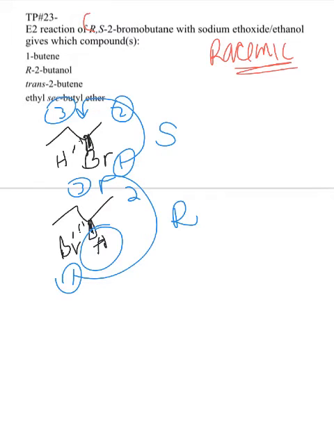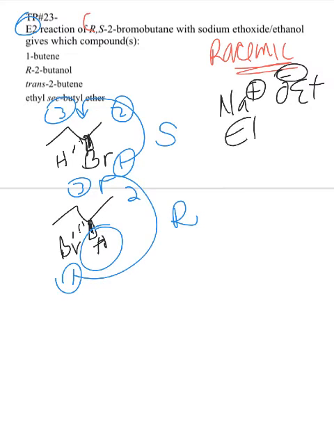Now E2, this is chapter 6, reaction with sodium ethoxide. So what does sodium ethoxide look like? Sodium ethoxide in ethanol, and that's typical. You take ethanol and you throw it in with some sodium metal, stir it up, and that'll make sodium ethoxide, which is a strong base. You need a strong base for an E2 reaction. And now let's look at what that's going to give us.